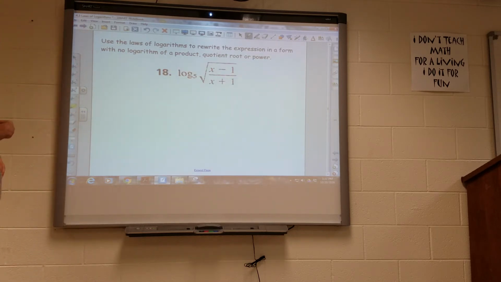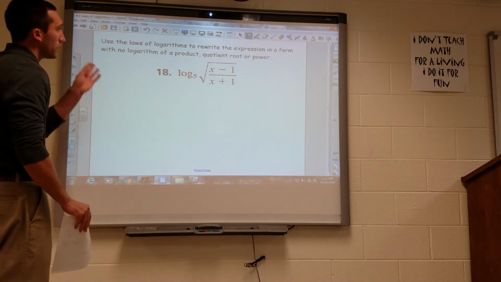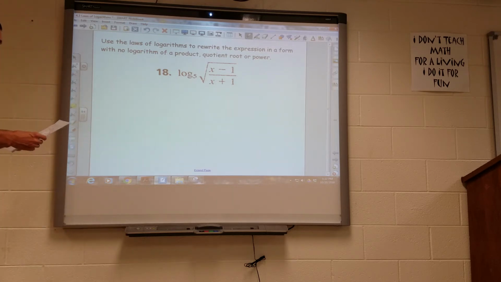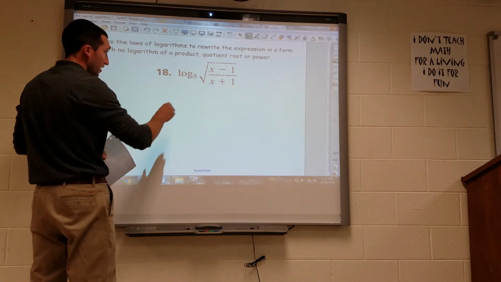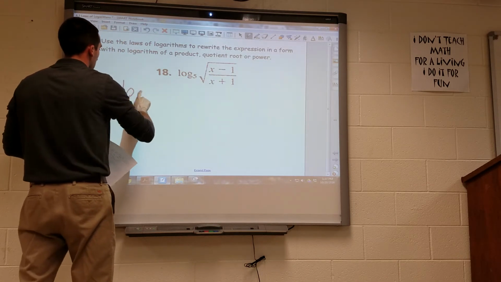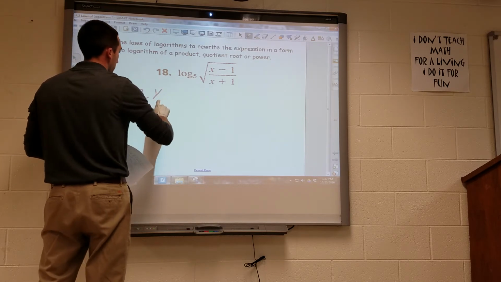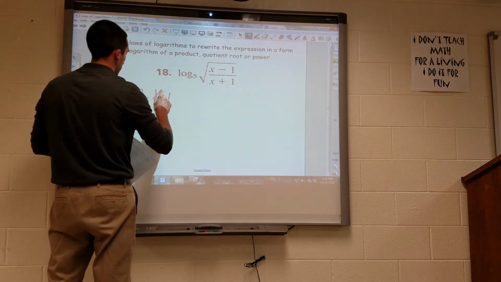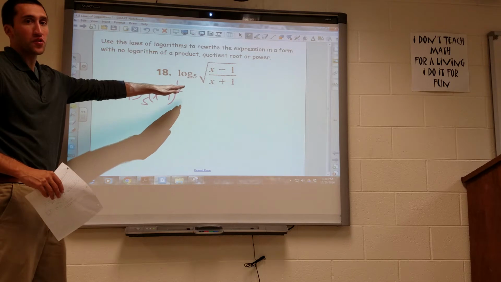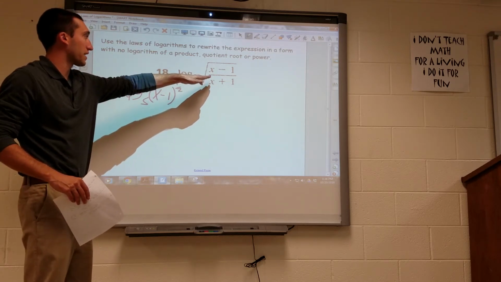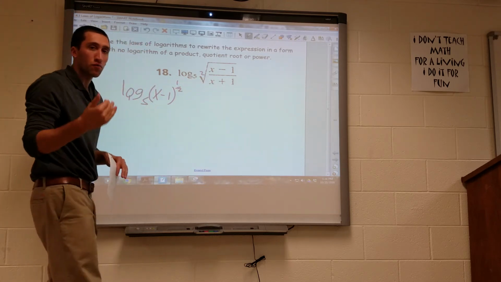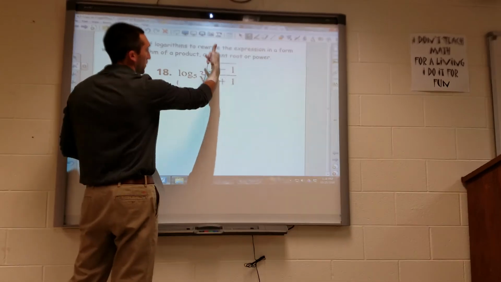Next, we're going to use the laws again to write the logarithm with no products, quotients, roots, or powers. So, first thing I'm going to do here, I can see that I have log base 5 of x minus 1, and that's raised to the 1/2. So raising a number to a fraction is the same as taking the same root of that number. So since this is a square root, raising it to the 1/2 is the same as a square root.